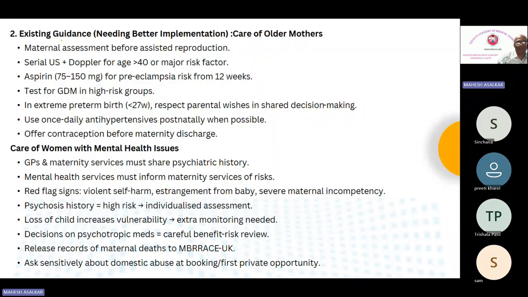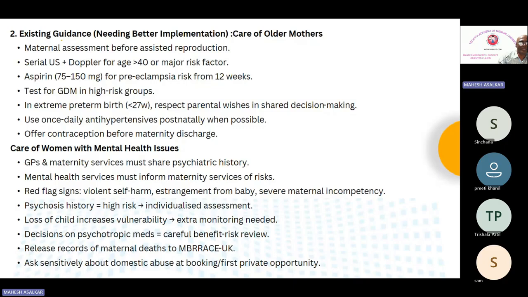And when the babies or the mothers are at a period of questionable viability, doubtful viability, extreme preterm birth, less than 27 weeks, then we need to respect the parental wishes in shared decision making. In my previous lectures also, I have always emphasized shared decision making. This is very important in part 3 when you talk with the assessor or the role player, whether you are giving this option of shared decision making, giving all information and letting her decide what exactly she wants to do. That is shared decision making.